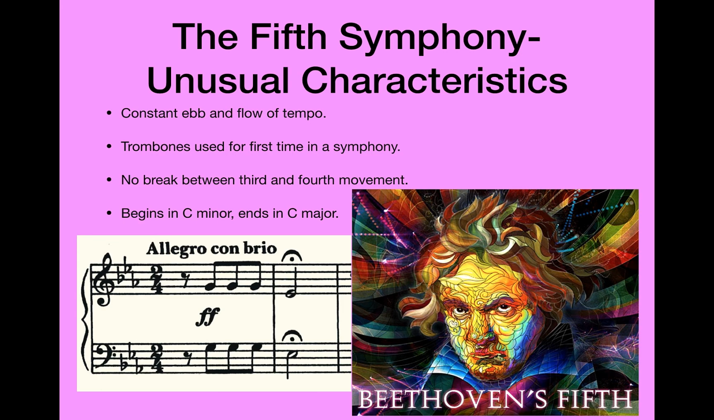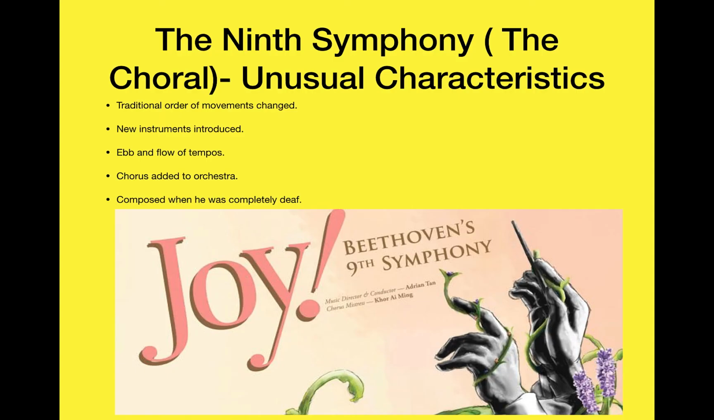You're going to listen to the Fifth Symphony. Within the Fifth Symphony, the music has a constant ebb and flow of tempo throughout all the four movements. He uses trombones for the first time in a symphony. Nobody ever used trombones before. Something unusual about it, there is no break between the third and fourth movement. He just kind of has a little transition going from the one section to the other. And the piece begins in a very dark C minor and ends in a very bright, uplifting C major. You'll also hear a little snippet of the famous Ode to Joy, the Ninth Symphony.